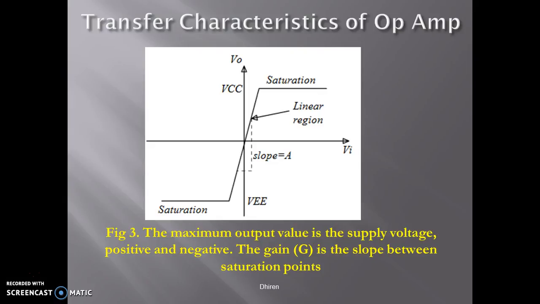Moving on to the first part, transfer characteristics of op-amp. It is the relationship of output voltage as a function of input. The output voltage gets saturated at plus or minus 14 volts, which is shown by the saturation region. The linear region is the continuous increase of output voltage with input.